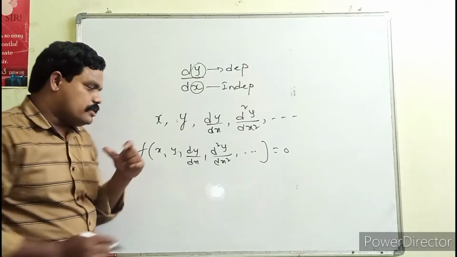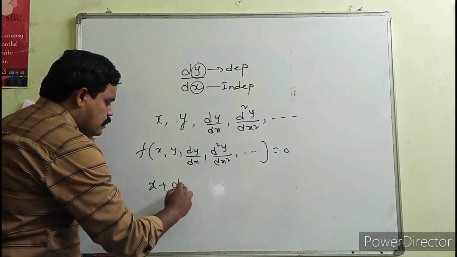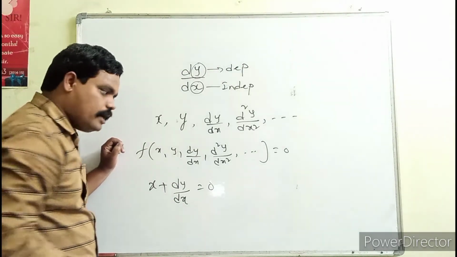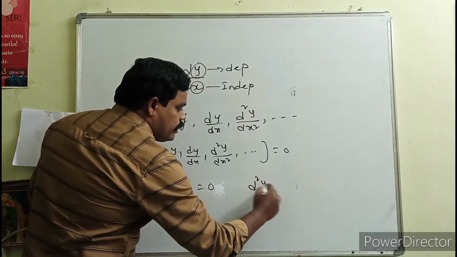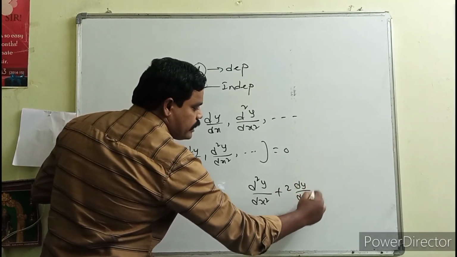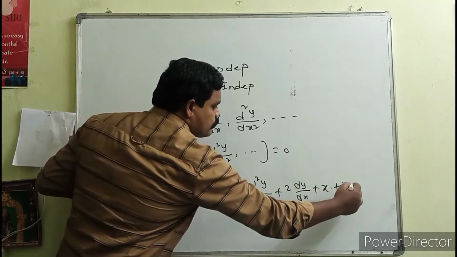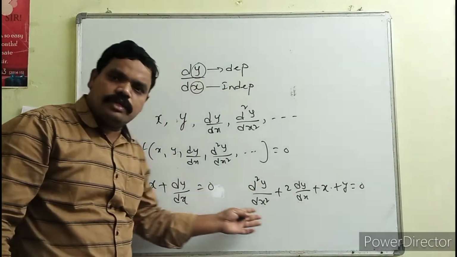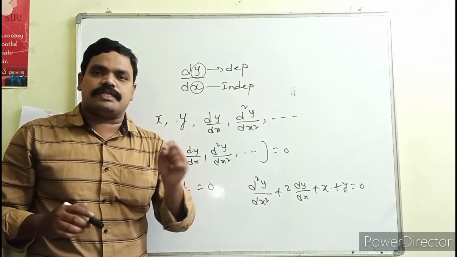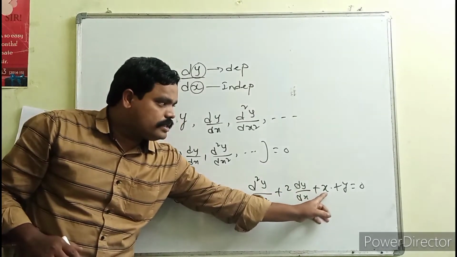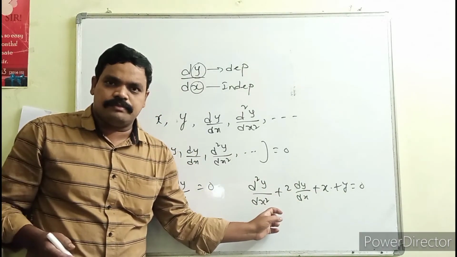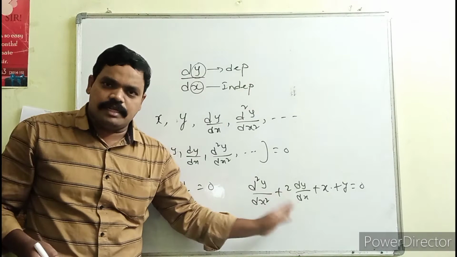What about the examples? x plus dy by dx equal to 0, or d square y by dx square plus 2 dy by dx plus x plus y equal to 0. This is also a differential equation. Okay, ma? Differential equation means an equation which involves the independent variables and dependent variables and the differential coefficients or its derivatives. Okay, ma? This is a differential equation.